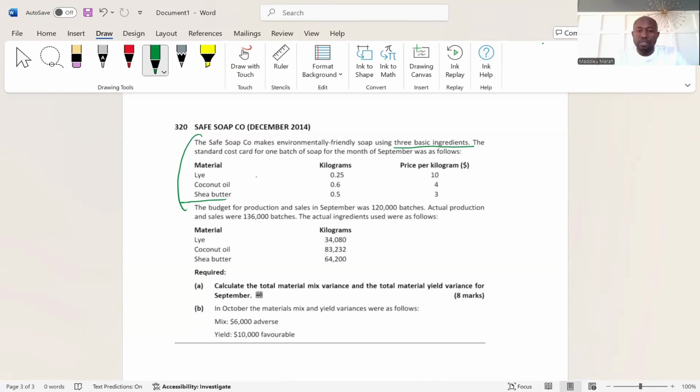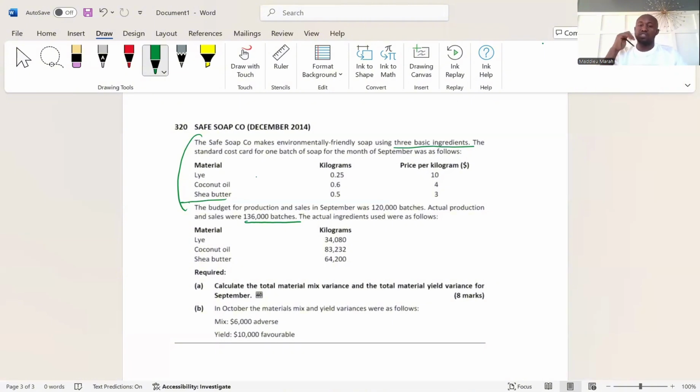The budget for production and sales in September was 120,000 batches. That's our budget. Our actual production and sales were 136,000 batches. So don't forget, we need this actual production. We are not calculating sales variance. That will be our next variance, where we'll be looking at sales mix and sales quantity variance. Because we are not calculating sales variance, we don't need the budgeted production to compare with the actual production. We are doing the material mix and yield variance. So for this question, we need the actual production, which is 136,000. It's very important. We need that figure.